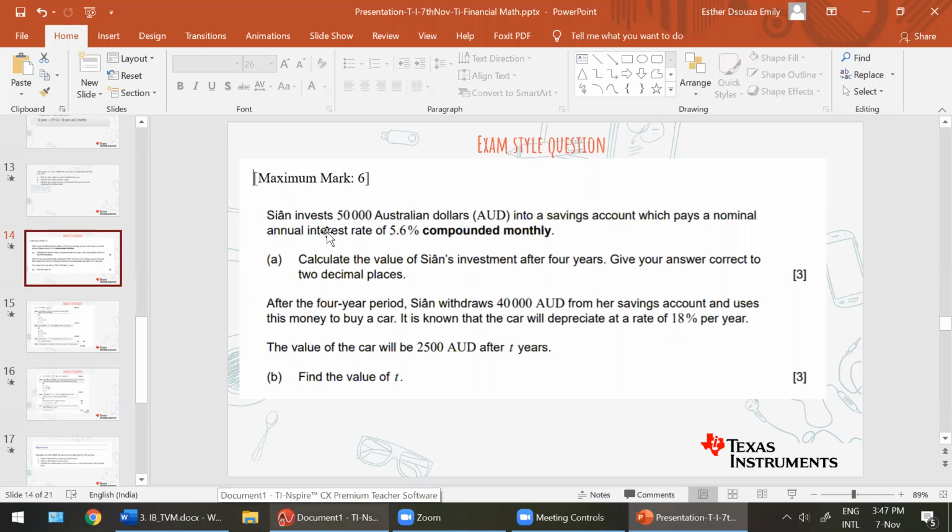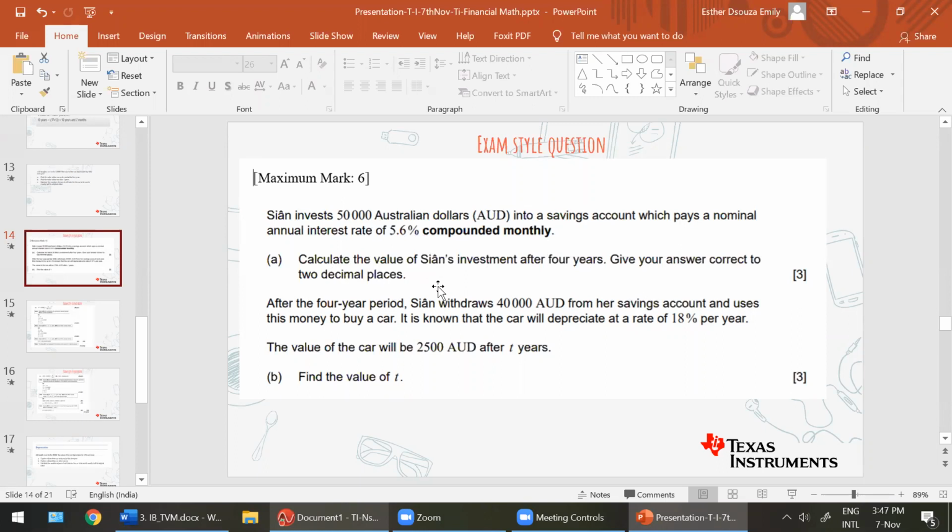So Sean invests 50,000 Australian dollars into a savings account, which pays a nominal annual interest rate of 5.6% compounded monthly. Calculate the value of Sean's investment after 4 years. Give your answer correct to 2 decimal places.